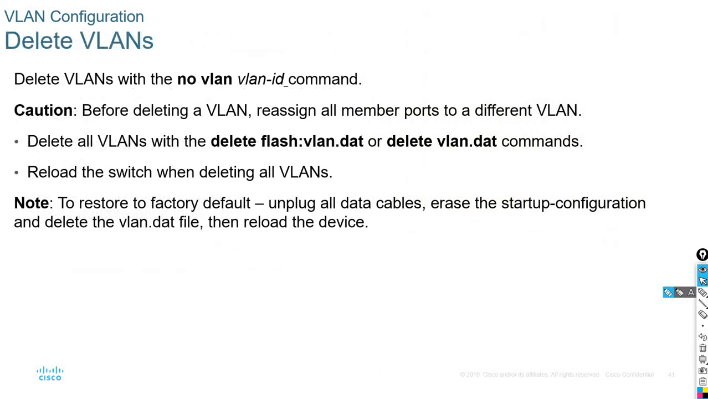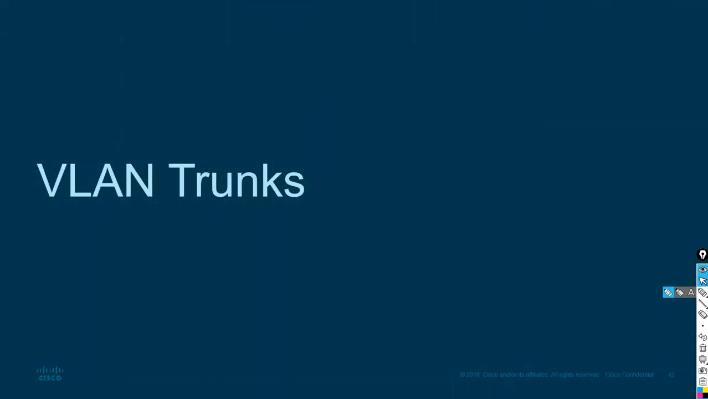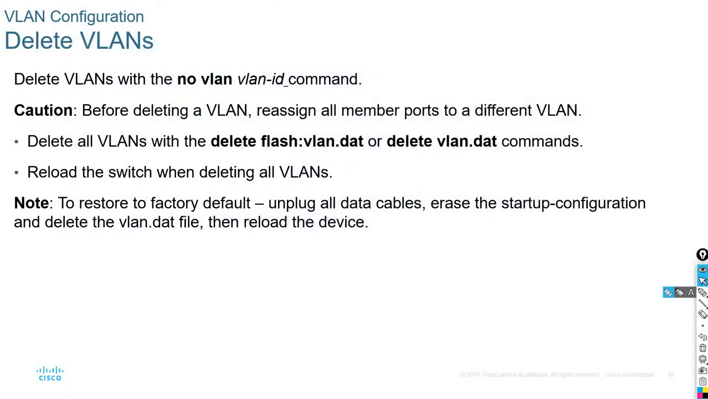You can also delete VLANs. Delete VLANs with the no vlan ID command. Next, VLAN trunks. Till now we have configured VLANs. We'll go with an example, one example for the previous VLAN configuration.